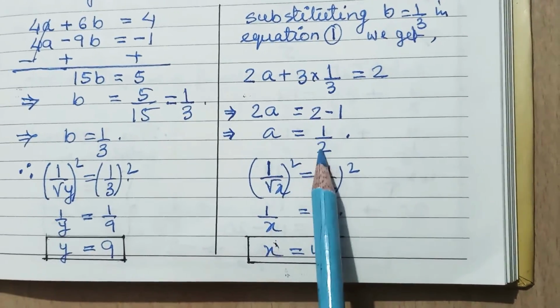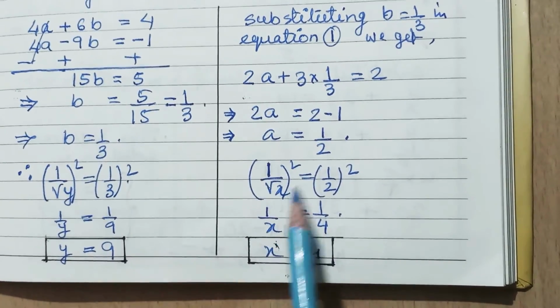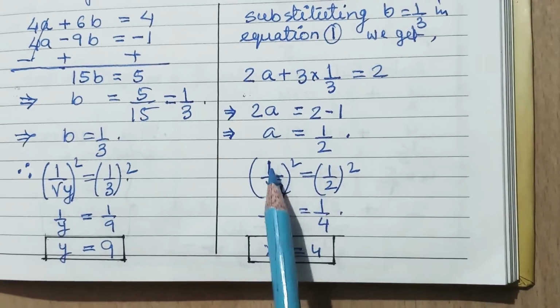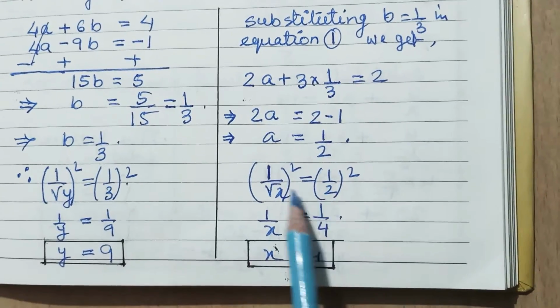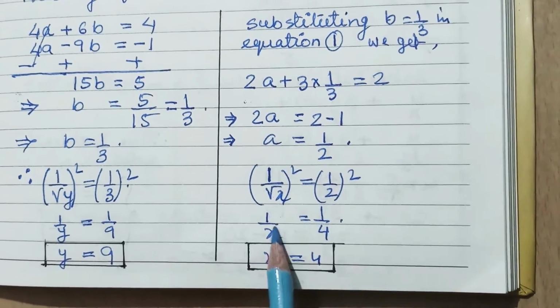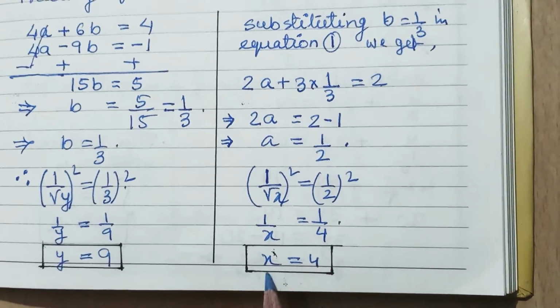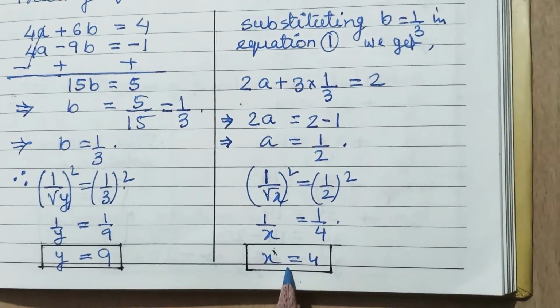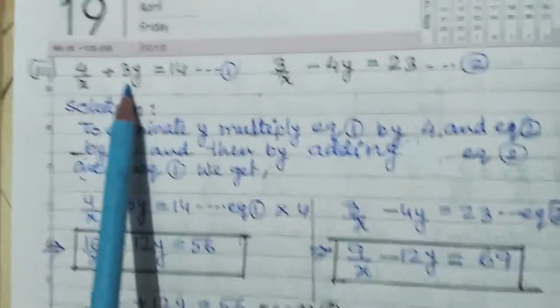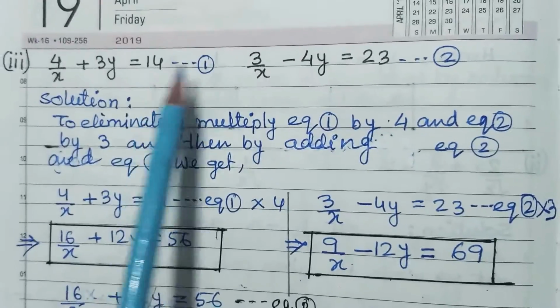Similarly a equals 1/2. So 1/root x equals 1/2. Squaring both sides, 1/x equals 1/4, x equals 4. It is our solution. Next question is 4/x plus 3y equals 14, 3/x minus 4y equals 23.